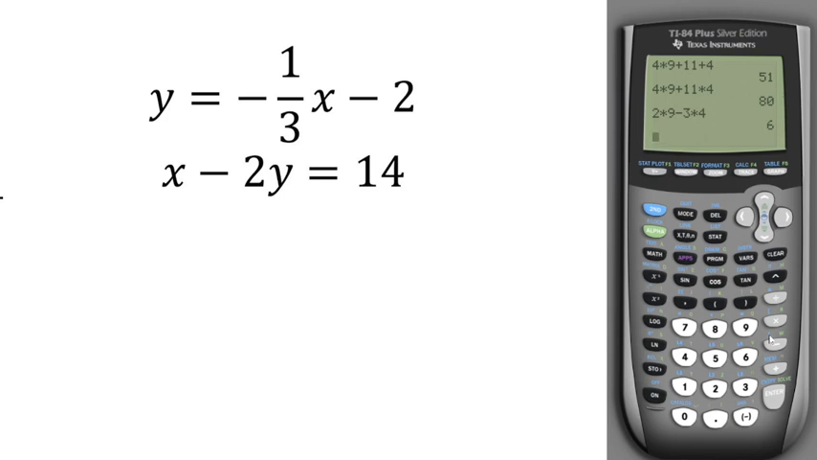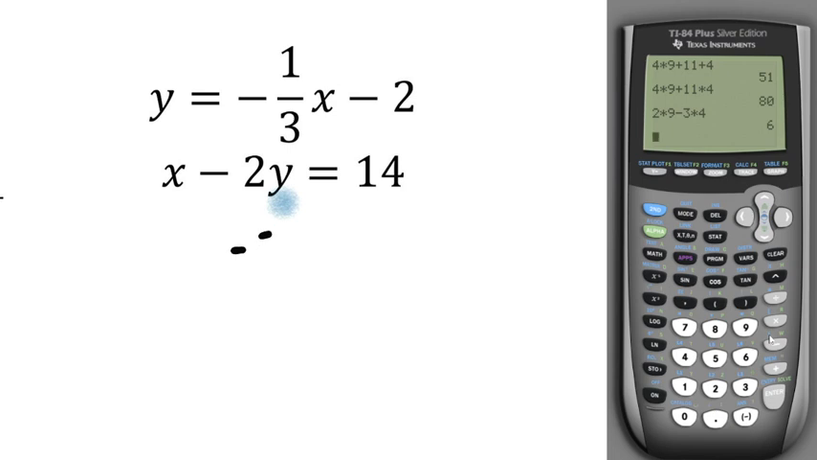So maybe I don't want to do substitution. I'm going to do substitution anyway. Well, I could go equal values method. Maybe I'll do that. Let's get y alone in the second equation. So I'm going to isolate the y in the second equation. To do that, I'm going to subtract x from both sides.